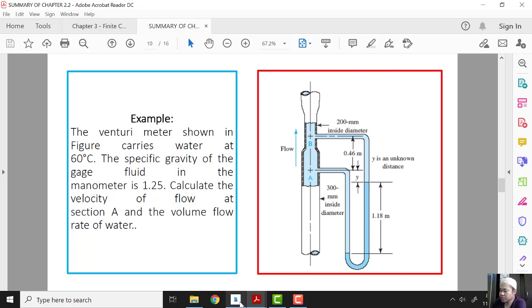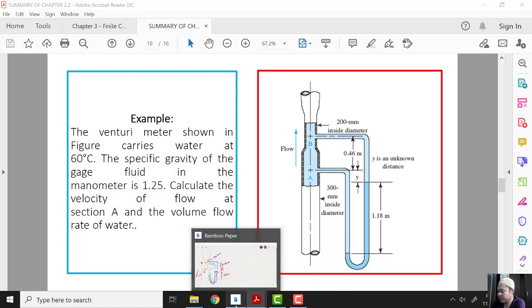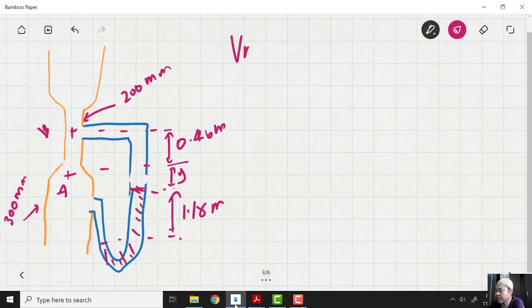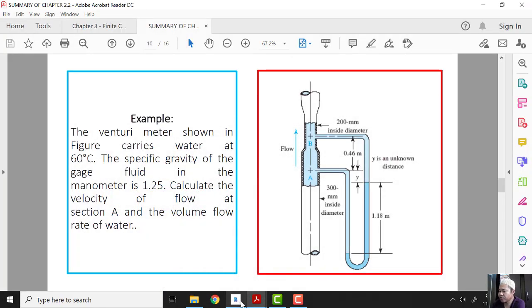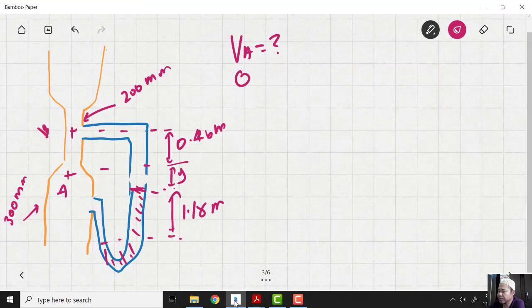The question wants us to find the velocity of the flow at section A, so they want us to find VA. What is the value of VA? And then the volume flow rate, so they want us to find Q. How can we find it? First of all, you list what is given to you and not given to you.